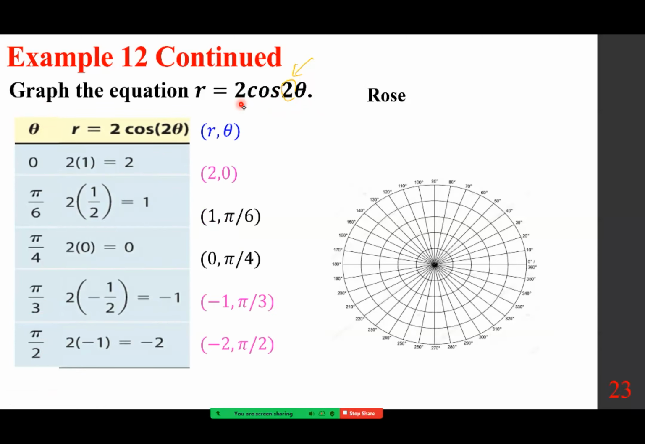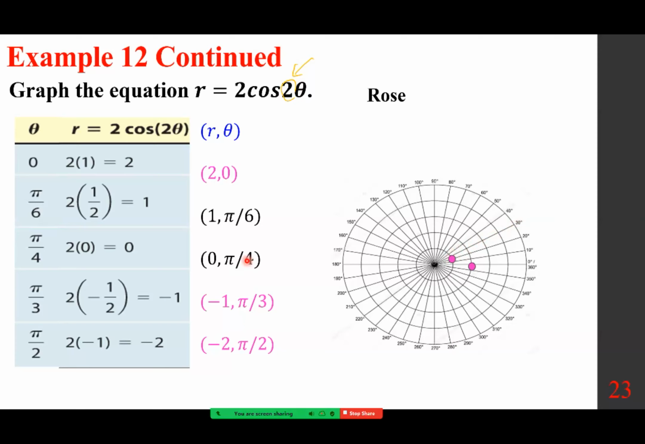Here are the pairs. So (2, 0). Assuming this is to scale, we have (2, 0). This is the 0 degree, and 2 means 1 and 2 here. And then (1, pi over 6). Pi over 6 is 30 degrees. So it's here. The first one. Okay.